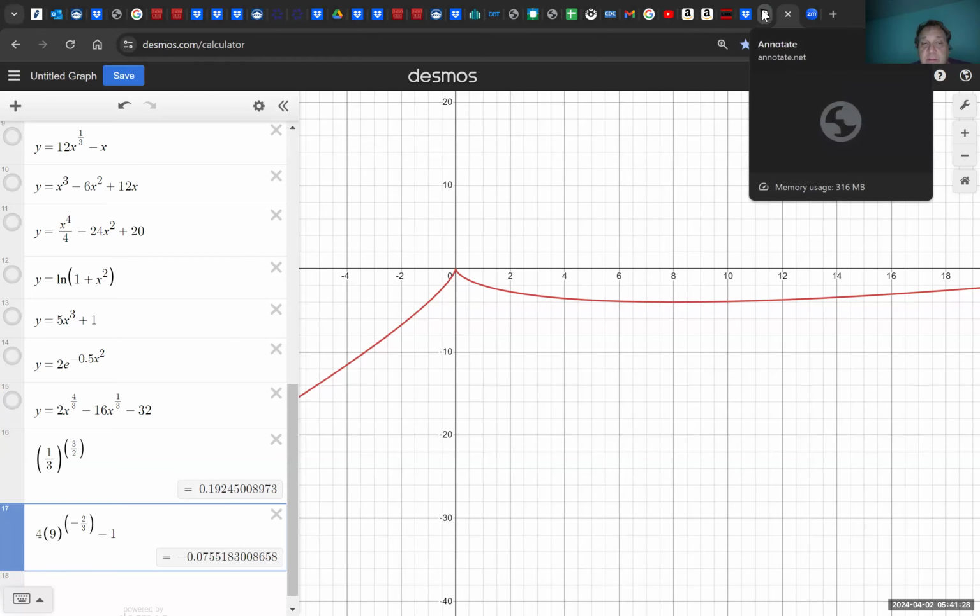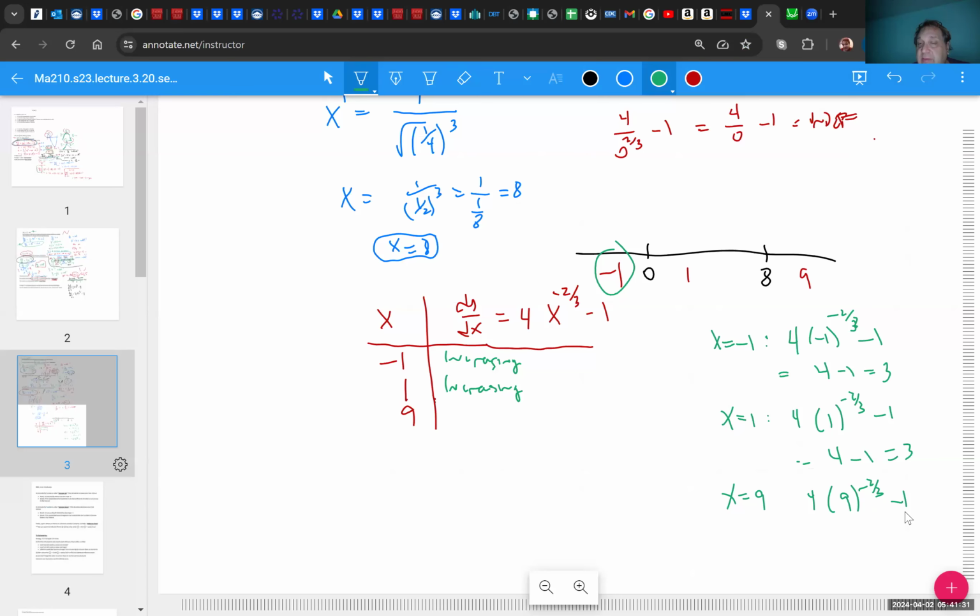So 4 times 9 to the negative 2/3 minus 1 is a negative number, approximately negative 0.755. It doesn't really matter if I write down the decimals. I just need to know it's negative, which means it's decreasing. So going back to our little chart, in this region it's always increasing, so it's got a positive slope. Over here, it's also increasing. And over here, it's decreasing.